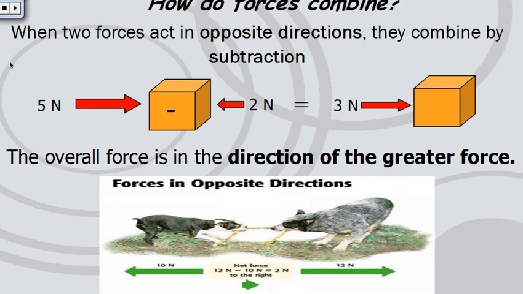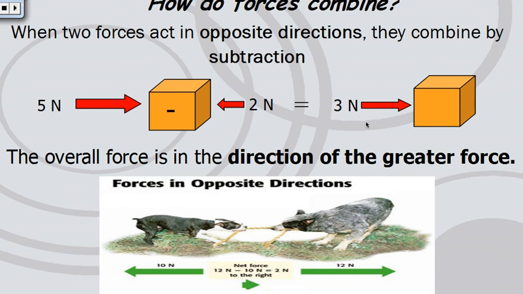When they act in opposite directions, then they're going to combine by subtraction. This is like a game of tug-of-war. Let's say one team is pulling at 5 newtons, and one team is pulling with 2 newtons. In order to find the winner, you're going to subtract these 2 forces. So in this case, 5 newtons has the longer arrow, 2 newtons over here. 5 minus 2 is going to be 3 newtons.